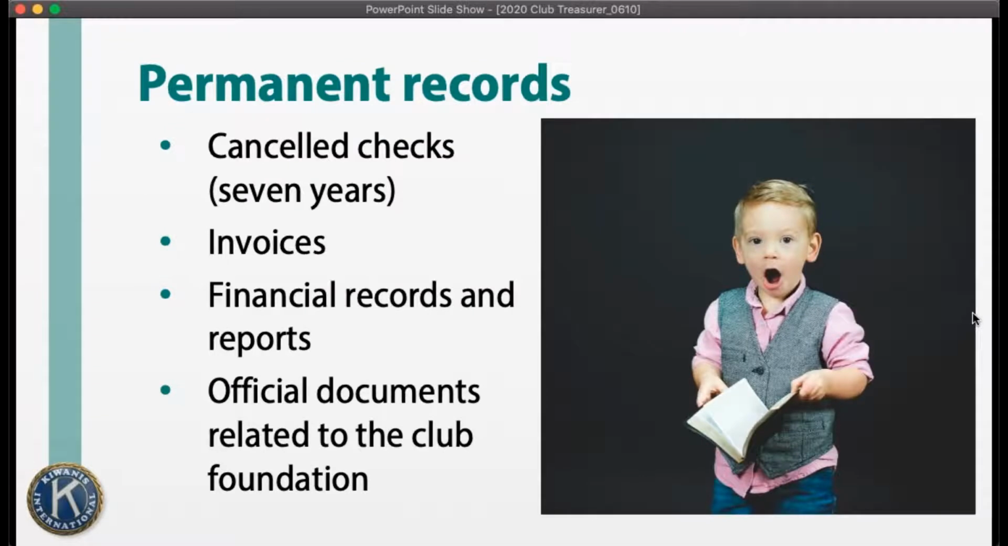There are also four permanent records you absolutely have to have, which include canceled checks for the last 7 years, all invoices, all of your financial records and reports, and if your club has a foundation, all official documents related to your club's foundation. At the end of the fiscal year, you'll need to pass all of these files off to your club secretary or your club's custodian of records. They may be the same person, they may not be the same person, but make sure that more than one person has access to the permanent records.